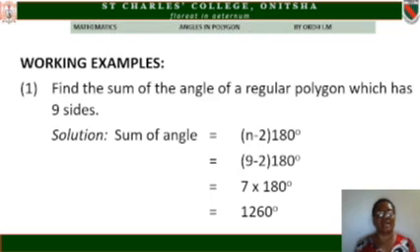So let's look at some worked examples. 1. Find the sum of the angles of a regular polygon which has 9 sides. The polygon has 9 sides. So to solve this, the sum of the angles is equal to n minus 2 times 180. We have 9 sides, so we have 9 minus 2 times 180. And 9 minus 2 will give us 7. 7 times 180 will give us 1260 degrees. So the sum of the angles is equal to 1260 degrees.